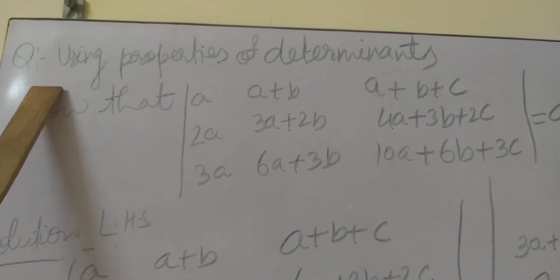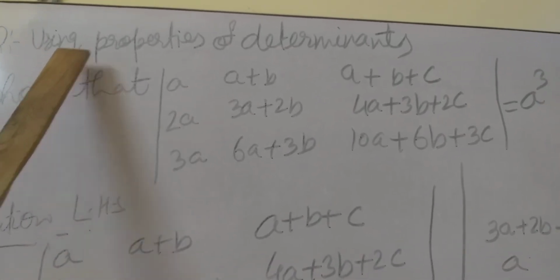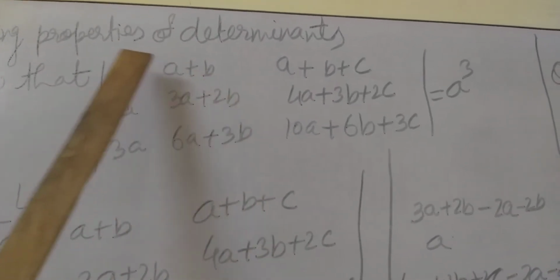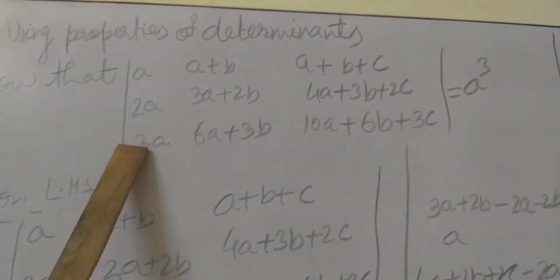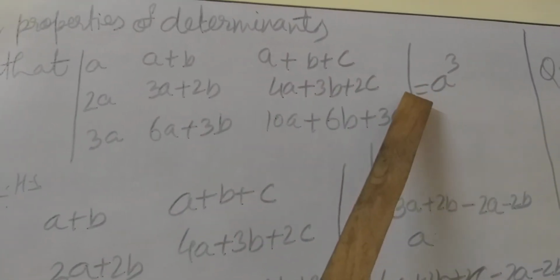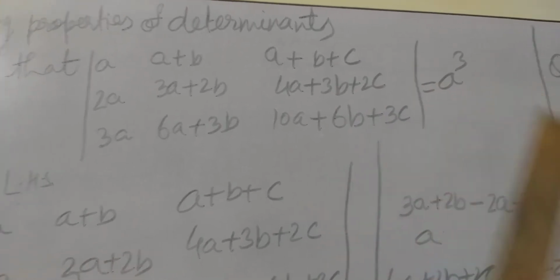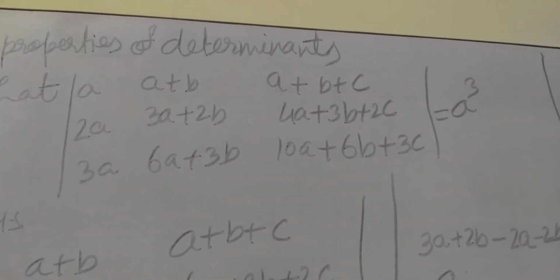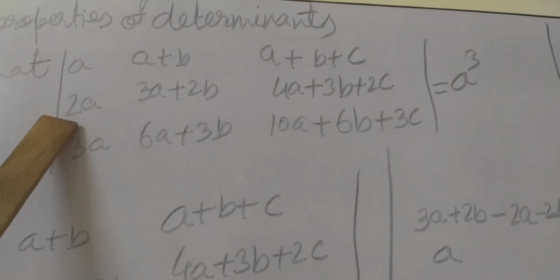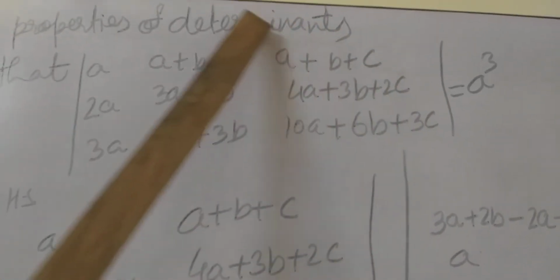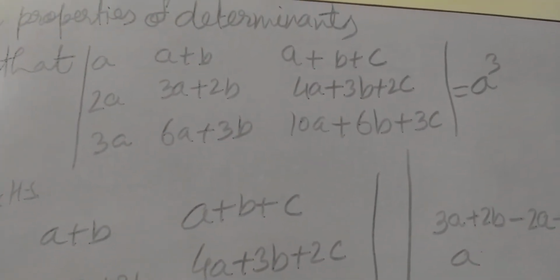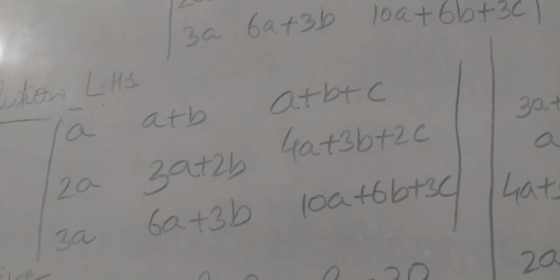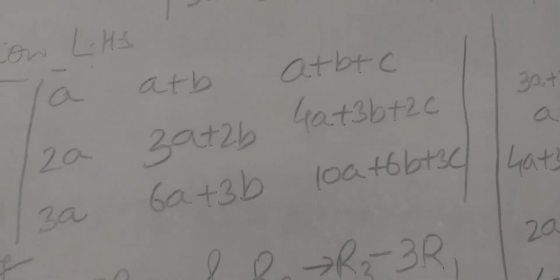So, student, the first question I am going to take using properties of determinants. Prove that the determinant of this 3 by 3 matrix with entries A, A plus B, and so on equals A cube. We have to use the properties of determinants here. So we will try our best to make zeros. I have taken the LHS here, and we have to prove A cube.